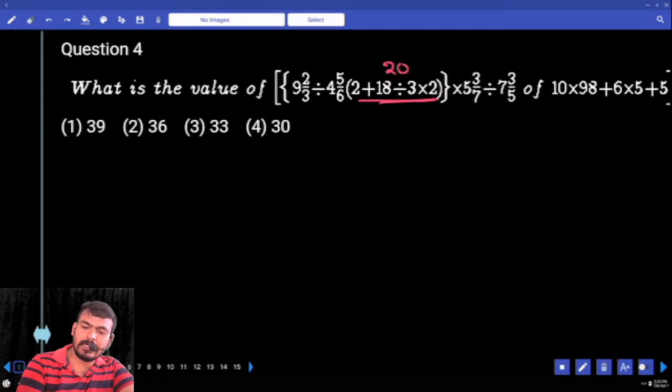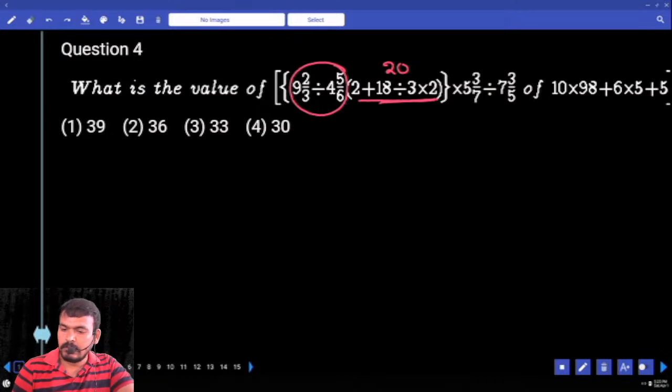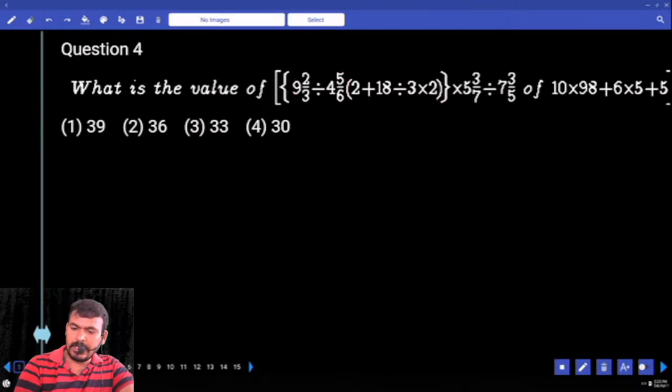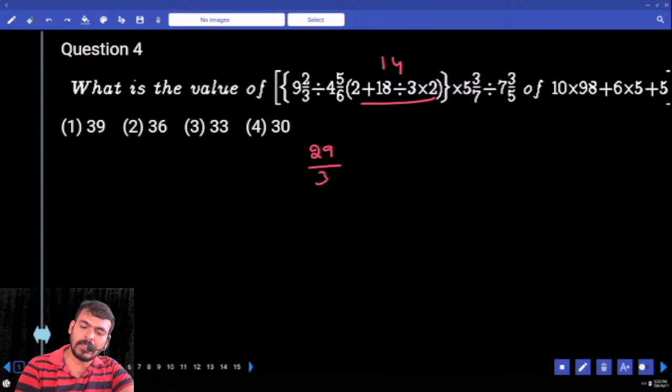Again next priority, which one? 18 by 3, 6. 6 into 2, 12. 12 plus 2, 14. Means this total value is how much? 14. Multiplied by 6 into 4, 24 plus 5. 29 by 6. Division becomes multiplication, means 6 by 29.